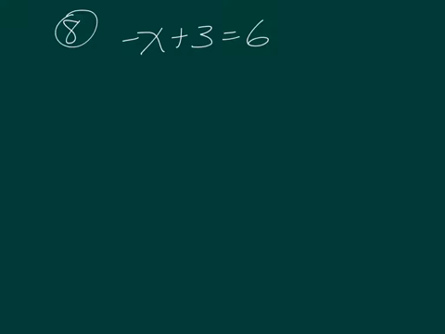Okay, so I threw a little wrinkle into this one. I suppose this is actually a two-step because of the negative x, but hopefully you figure out what to do. Let's go ahead, take care of the constant first, do the opposite. It's a plus 3, so now we're going to subtract 3. And I've got negative x equals 3.